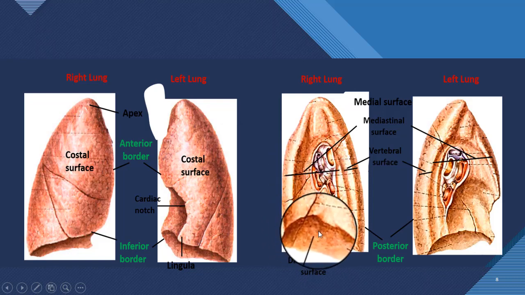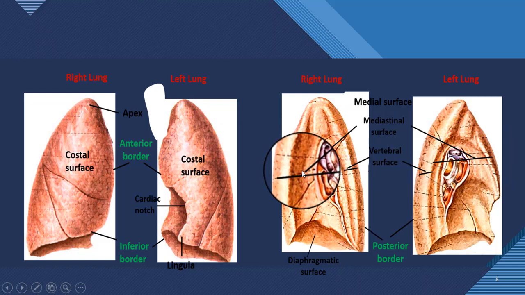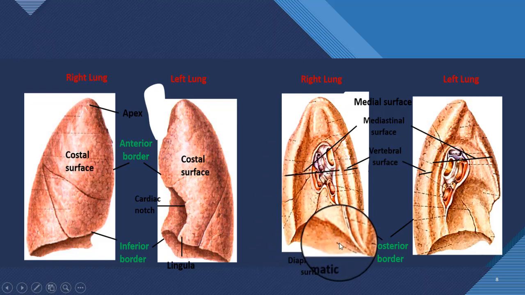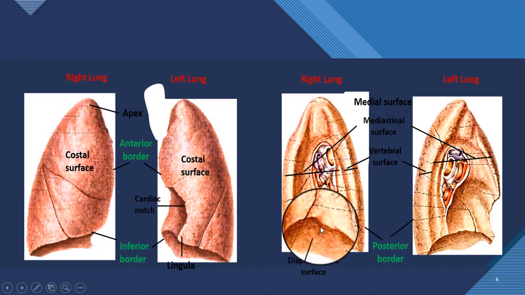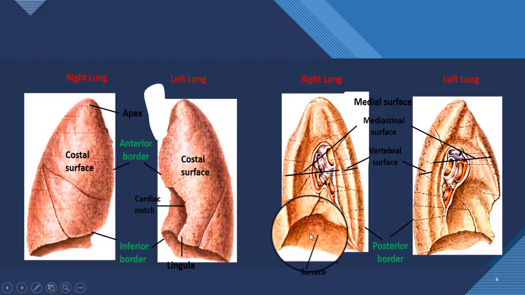First of all, let's talk about the mediastinal surface. The mediastinal surface of the lung faces the lateral aspect of the middle mediastinum. The lung hilum, where structures enter and leave the lung, is located on this surface. Now the second surface of the lung is the diaphragmatic surface. The base of the lung is formed by the diaphragmatic surface and it rests on the dome of the diaphragm, and it has a concave shape.